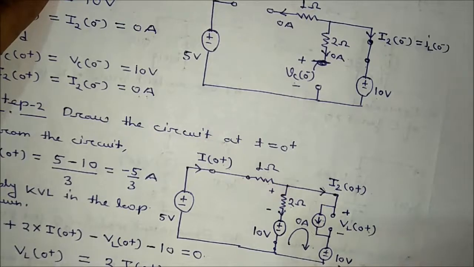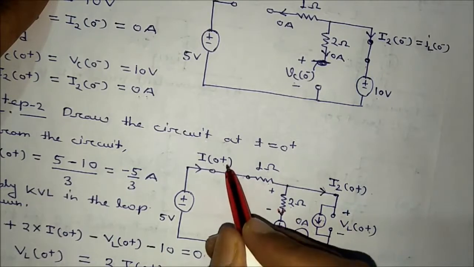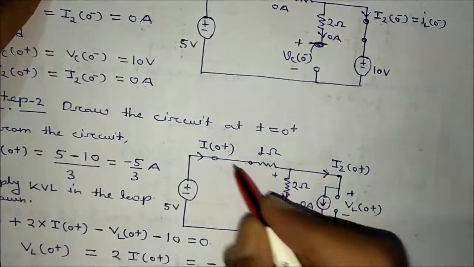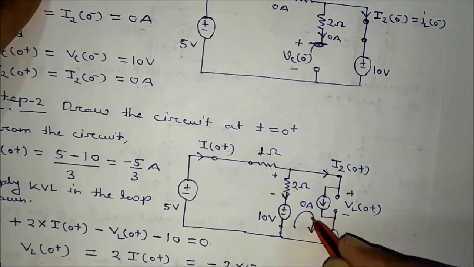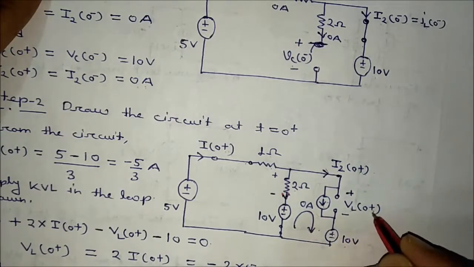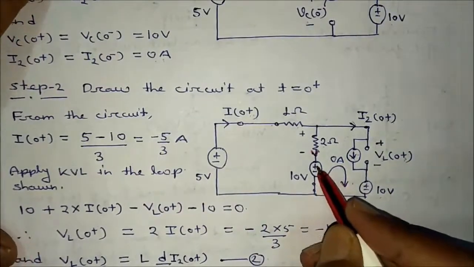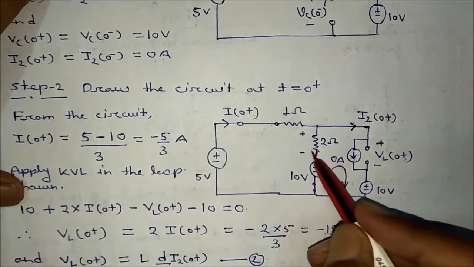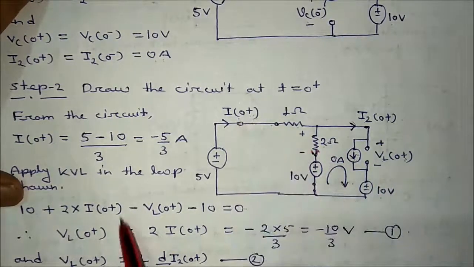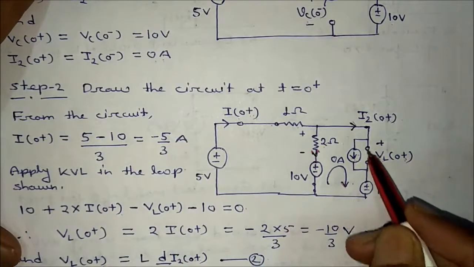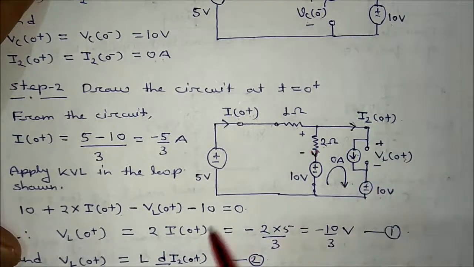Okay, this is 10 volt. This current, you know how much it will be, same as I0+. This current will flow in this branch also because this current is 0. So you can apply KVL here and get the value of VL0+. Applying KVL: minus 2 plus 10, minus 2 into I0+, minus VL0+, minus 10 volt, is equal to 0.